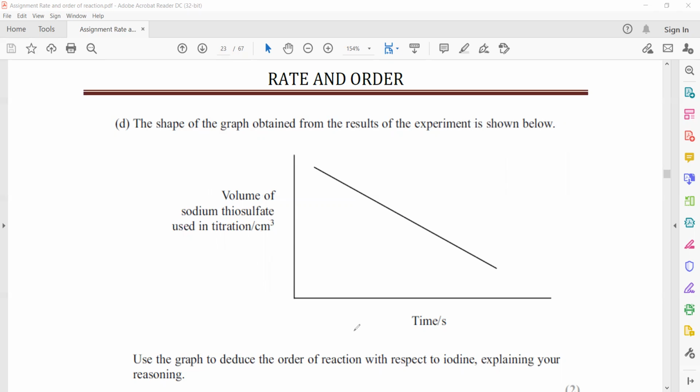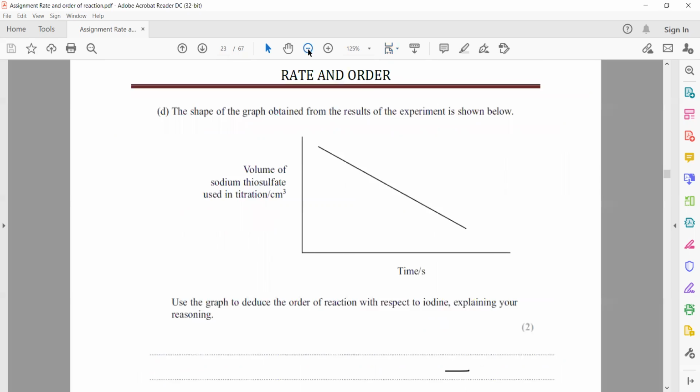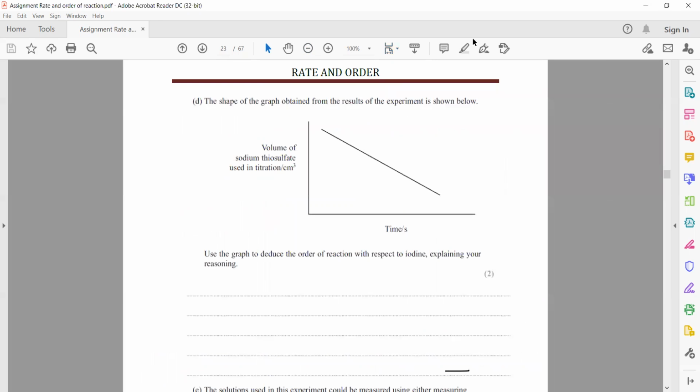Use the graph to deduce the order of reaction with respect to iodine and explain your reasoning. If we have a change in volume and time, or concentration and time, as a straight line graph, what can we say about the order of this reaction? It is 0. So this is a zero order reaction. And the reason is that the slope is constant, or the rate of change of iodine concentration does not change with time.